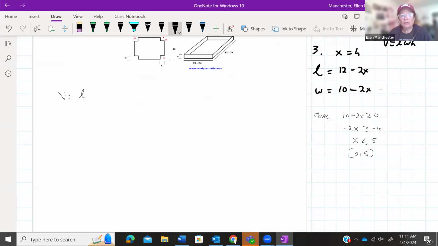So our volume is length, width, and height. Our length is 12 minus 2x. Our width is 10 minus 2x. And our height is x.